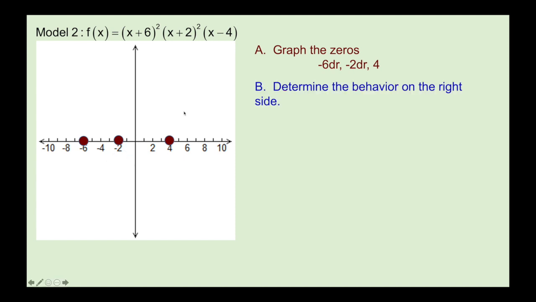Next, we determine the behavior on the far right side. And that is going to be positive because the lead coefficient will be positive here. So I know I'm going to be up here. I'll go down through this point. I start to switch directions and I come up to this point.